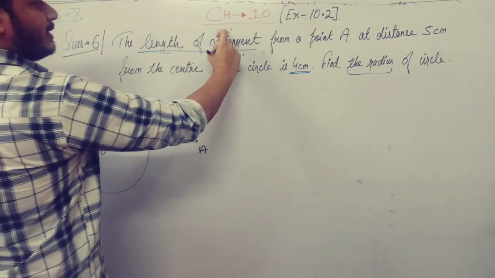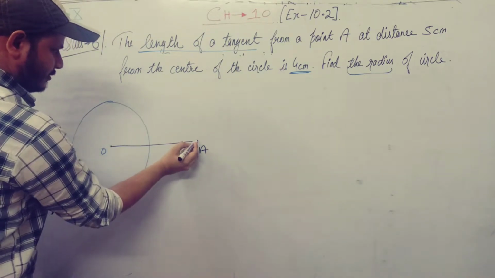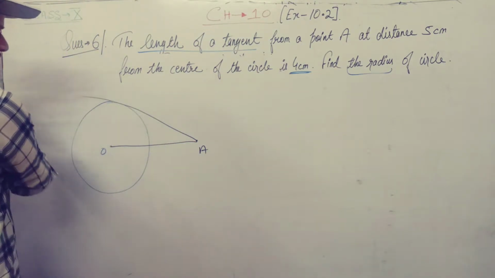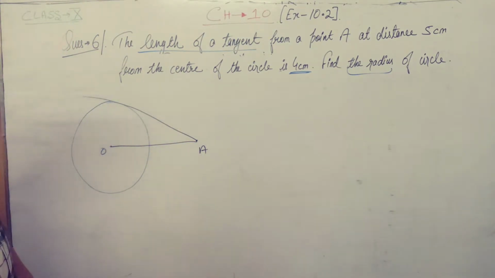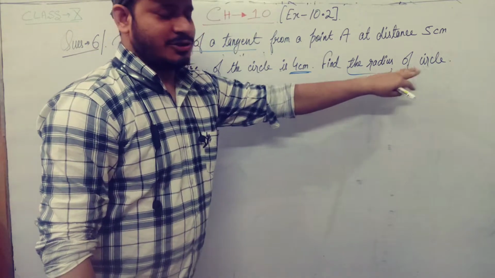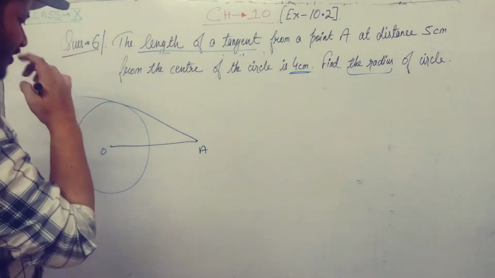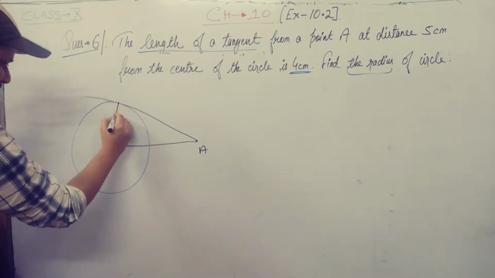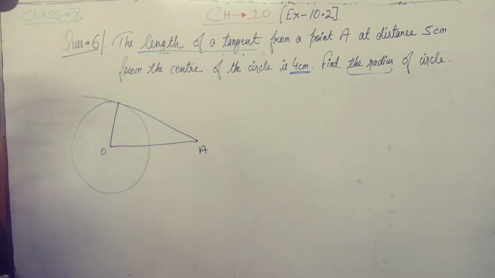And we have to draw the tangent to the circle. From this point we can draw a tangent like this, and we have to find the radius of the circle. So if we join the tangent to the center it will be the radius.